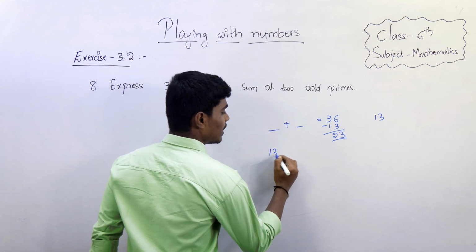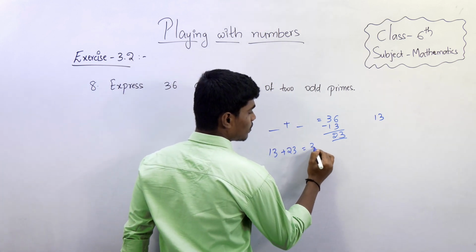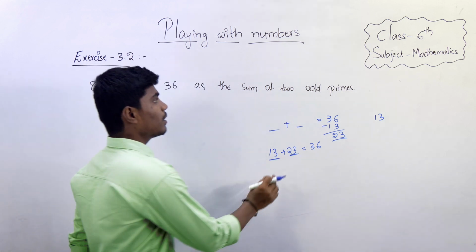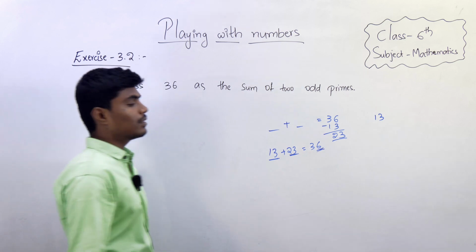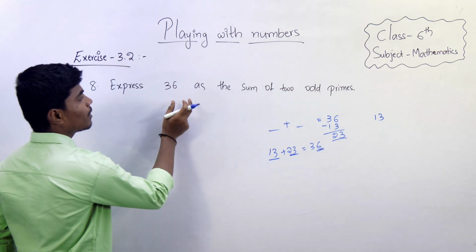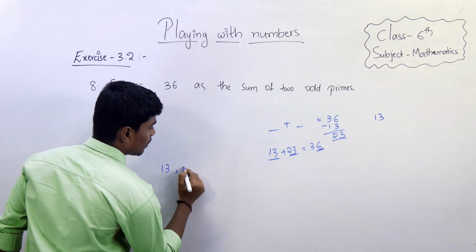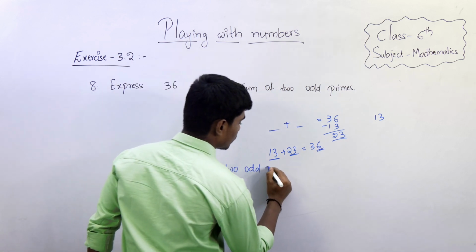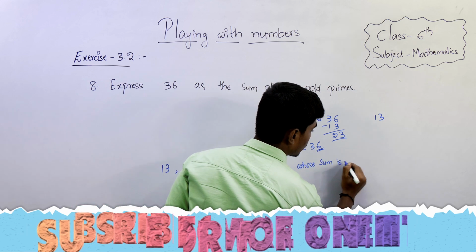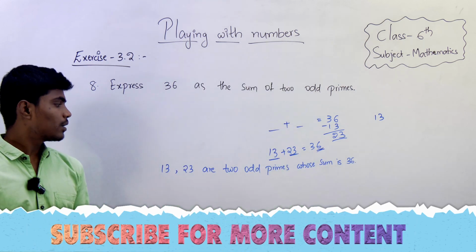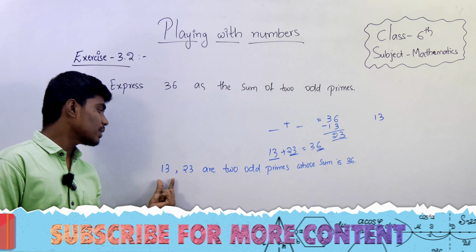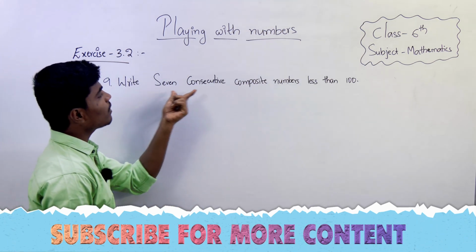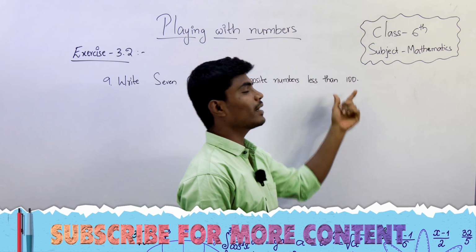So, 13 plus 23 is equal to 36. Here 13 is a prime number, 23 is a prime number. Here the sum of two prime numbers is 36. So, 13 and 23 are two odd primes whose sum is 36. What are the odd prime numbers? 13 and 23. In the 9th problem, write 7 consecutive composite numbers less than 100.